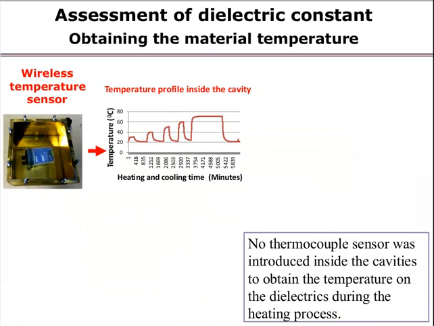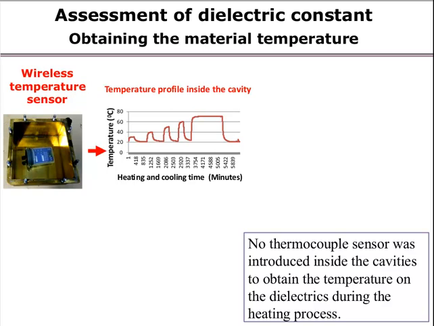We then tested the samples with temperature up to 60 degrees C, but only the Foamed-Skin high-density polyethylene was tested up to 90 degrees C. To obtain the temperature of the dielectric for the calculation of the dielectric constant due to heating, a wireless temperature sensor was placed inside the cavity to obtain the temperature distribution inside the cavity.